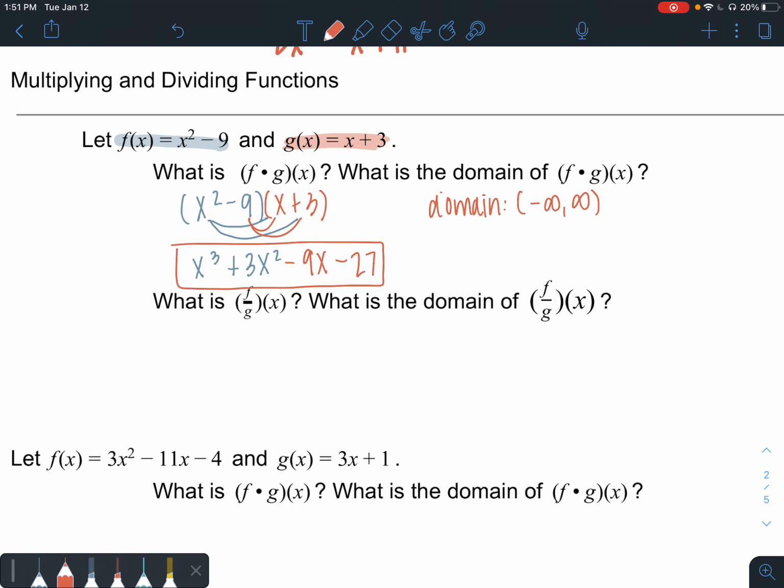All right, for this next one, we want to take x squared minus 9, f of x, divided by g of x. So we're going to take x squared minus 9 over, I did this wrong, sorry, over our g of x, which is x plus 3. Okay, and for the domain, we'll just leave it like that for now.